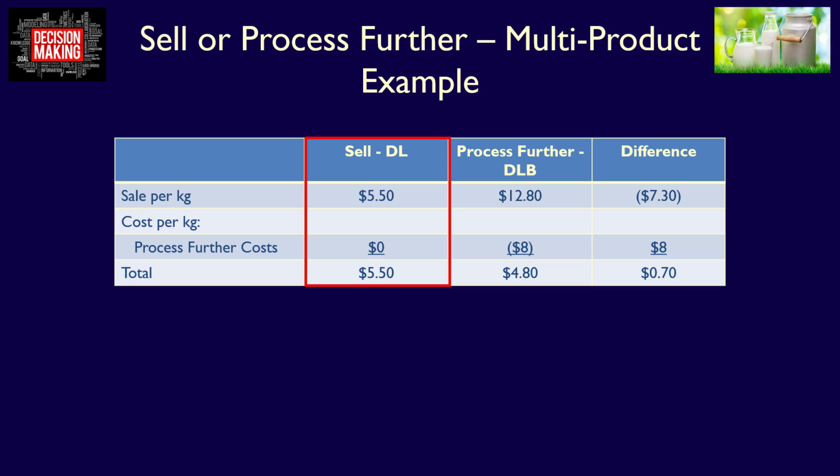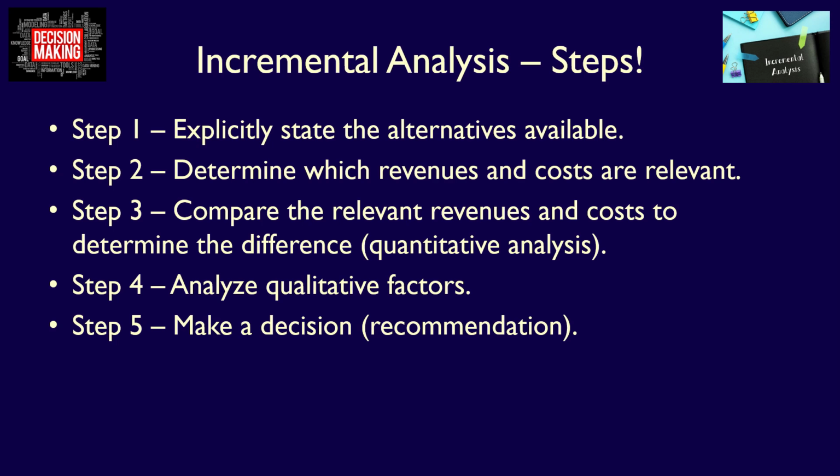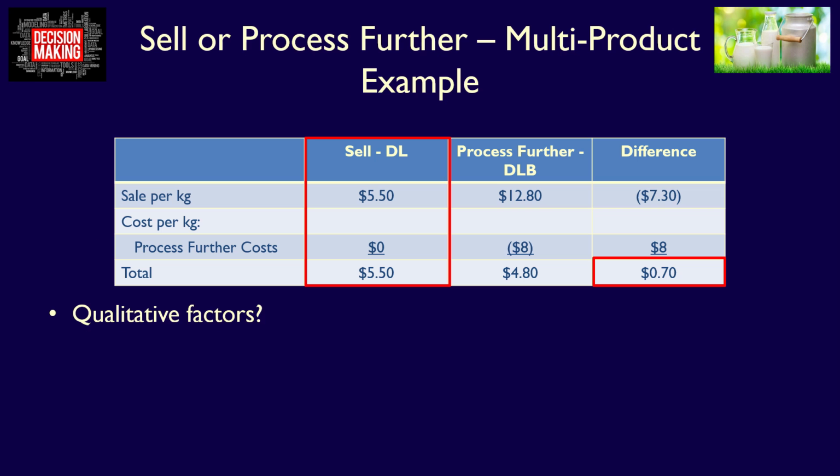What does this mean? It means that we should sell DL at the split-off point because we make 70 cents more per kilogram if we do that. Management would now have to consider qualitative factors, step 4 in our incremental analysis steps, but since no additional information is provided in the question, that's difficult to do. I personally can't think of any qualitative factors that would support the decision to process further, but remember to always read the question to ensure you understand any factors presented.